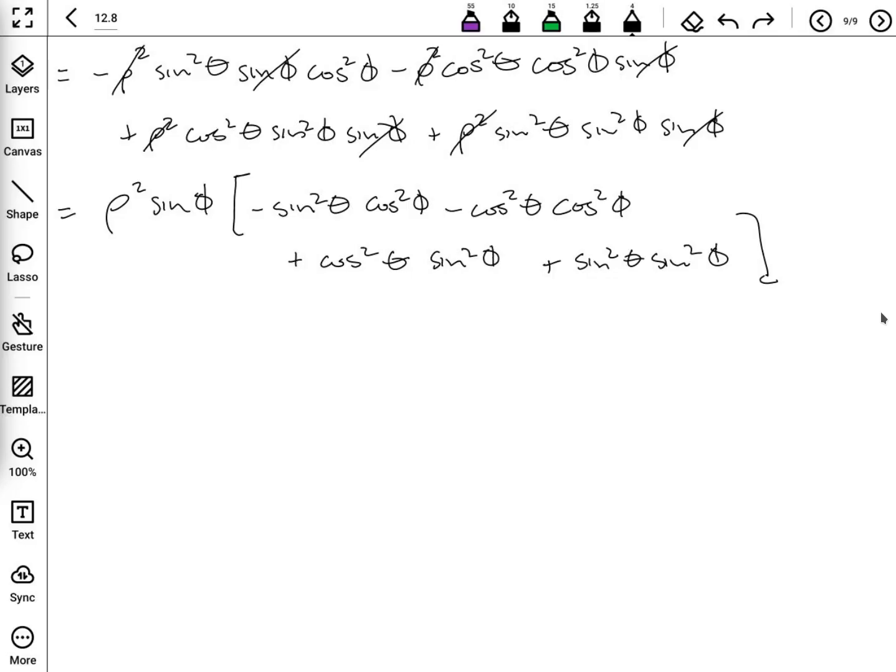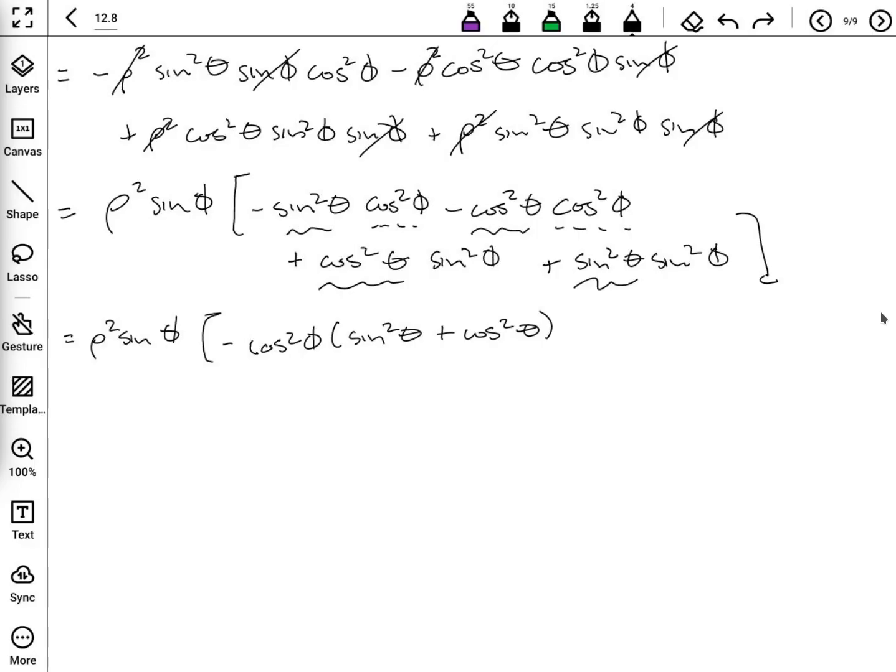All right. And then for my top two terms, I see a sine squared and a cosine squared of the same angle, and what's left over is the same. So I'm going to pull out minus cosine squared phi times sine squared theta plus cosine squared theta. And I see the same here: cosine squared theta, sine squared theta, with the common sine squared phi outside.